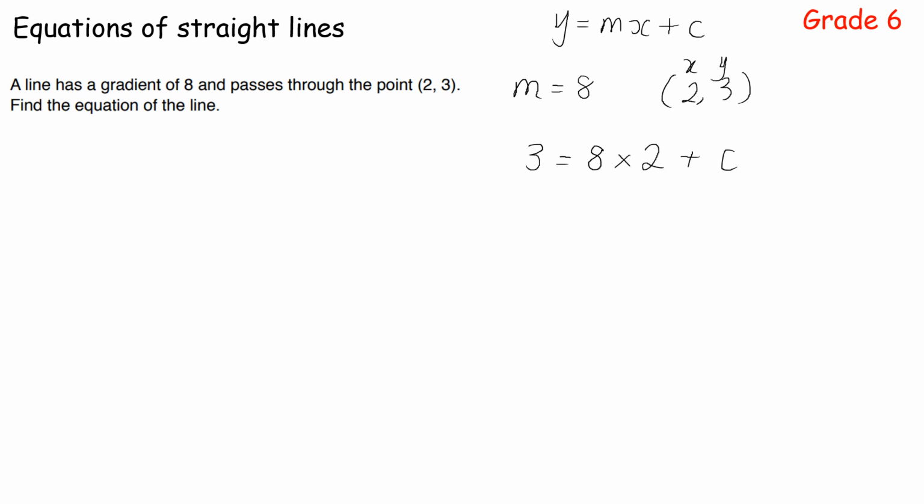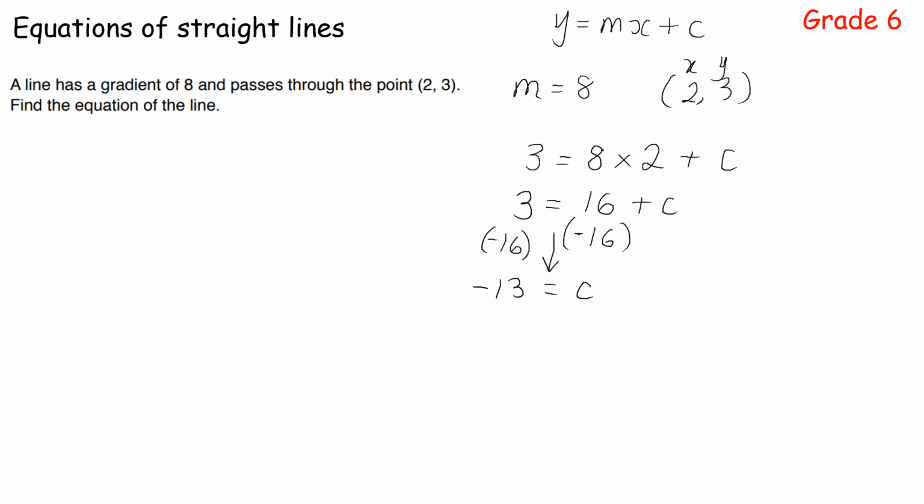So here is an equation which I am now going to solve. So 3 equals 16 plus c. I'm going to subtract 16 from both sides. 3 take away 16 is minus 13. So I have c equals minus 13.